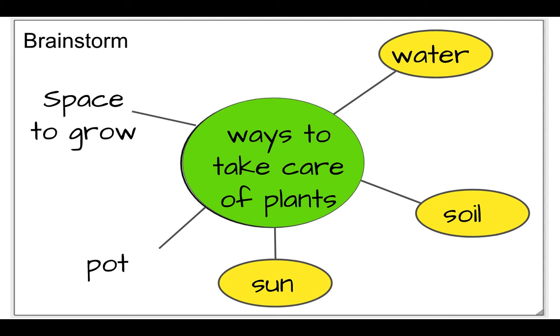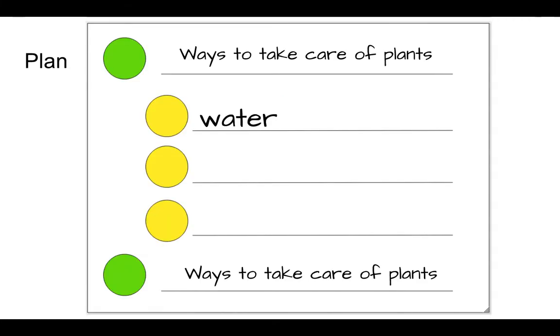So notice that as I'm writing these, they're just words on my brainstorm, and they're also going to be just words on my planner. So I don't have to write a whole sentence on either of these pieces yet. I'm just getting my ideas down. They're just 1 or 2 words to remind me of what I'm going to write. So water was on my brainstorm, and now it's on my planner as the first thing.